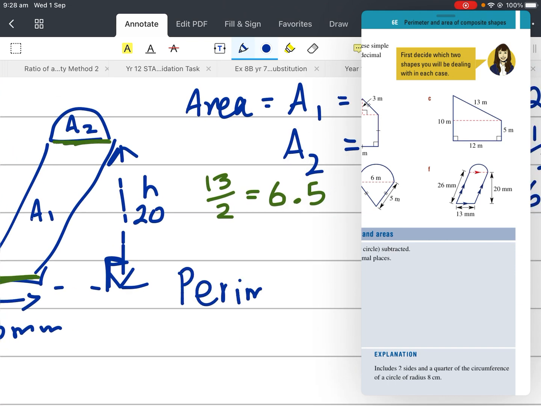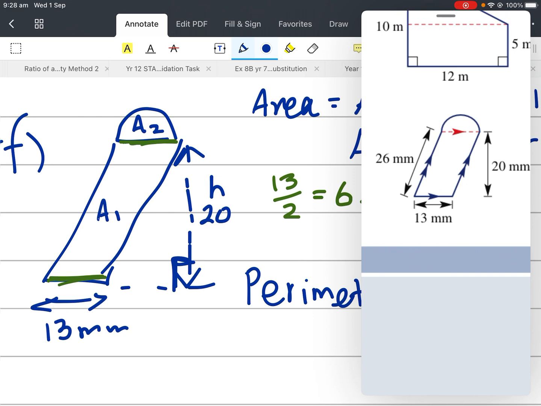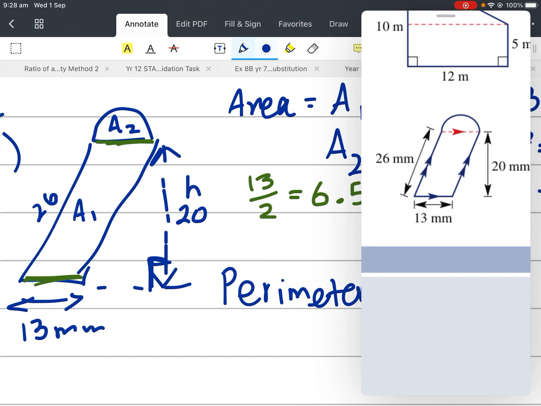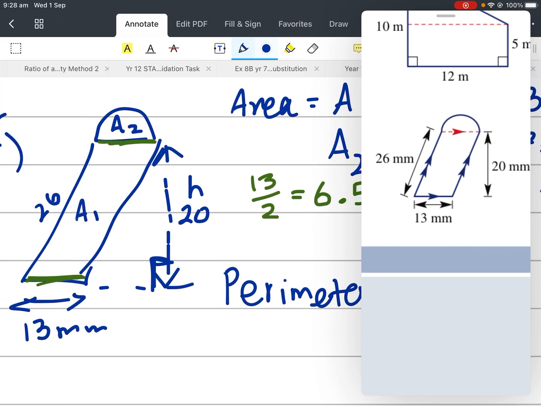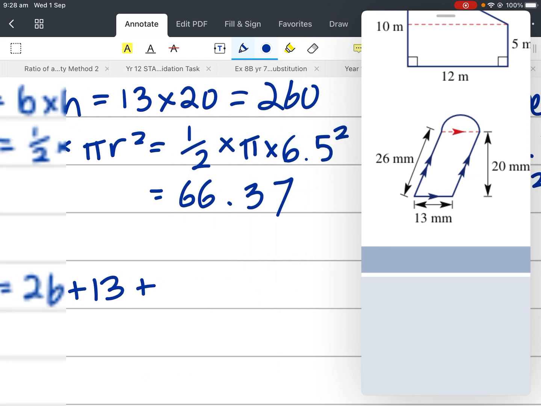Now remember, that's the outside bits, so no inside bits, okay? Now I know from the diagram here that this is 26, don't I? So the straight bits are probably easy. So on the parallelogram there's only 3 sides that I'm actually going to count. That's going to be the 26, the 13, and then the other 26.